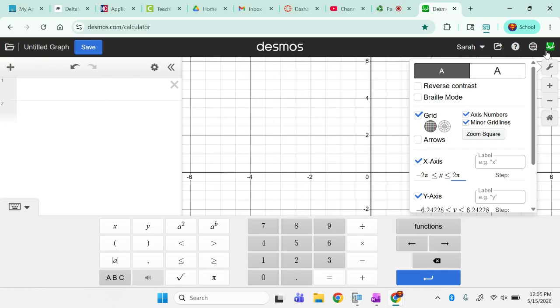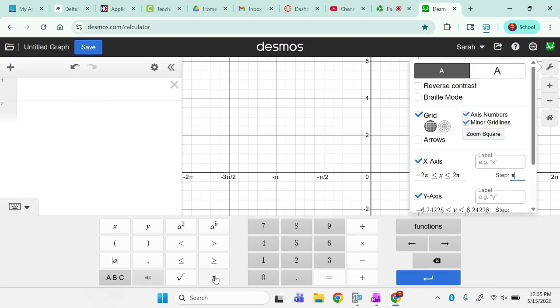So you hit the wrench key, go to where it says y-axis, and fill in this part right here. So you want to go from negative 2 pi to 2 pi. And you're going to have to click the keyboard to get the pi. And then the step, so right here next to it says step. I want you to do steps of pi. So we're doing steps of pi.